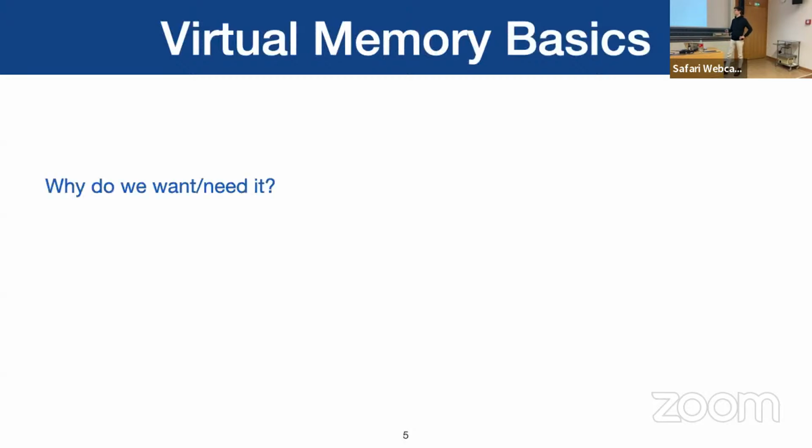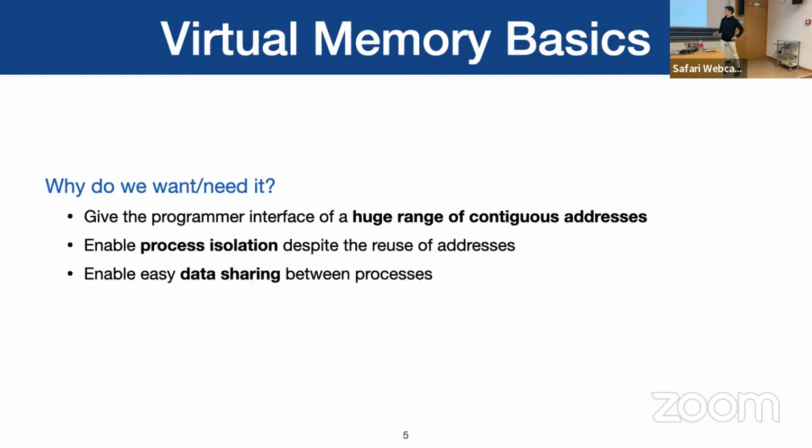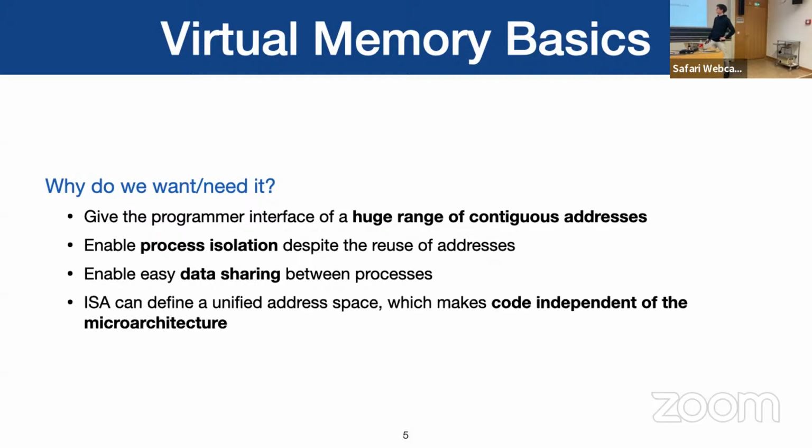Background and motivation. Let's recap quickly why we want virtual memory. We will recap this now because we will use some of the functions that we wanted along the way and regain them later with Utopia. Virtual memory first of all gives the programmer an interface to a huge range of contiguous addresses, which makes the life of a programmer much easier. It enables process isolation as well as resource sharing between processes. And the ISA can define a unified address space.